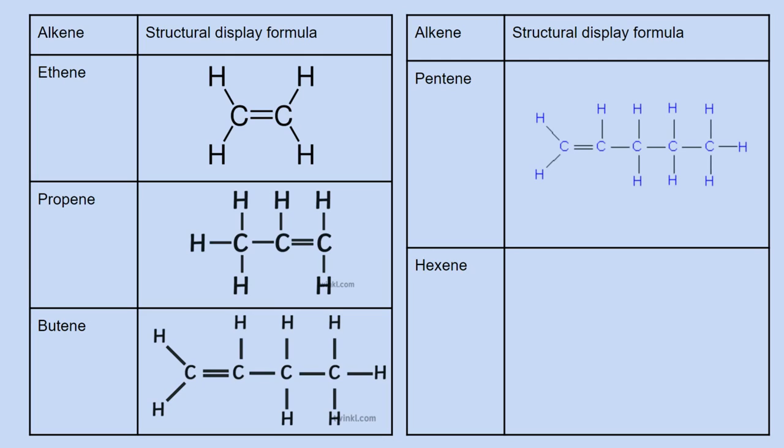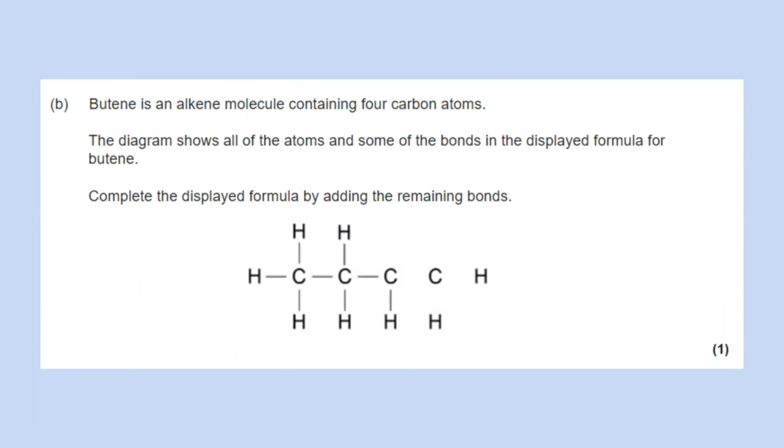So pentene and hexene. Notice that it doesn't matter which end the double bond is on, as long as each carbon has got 4 bonds coming out of it, and that's all they need. Okay? You might get some exam questions like this. Butene, alkene, finish it up.